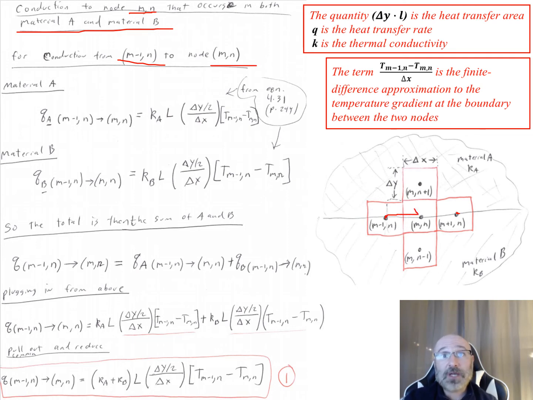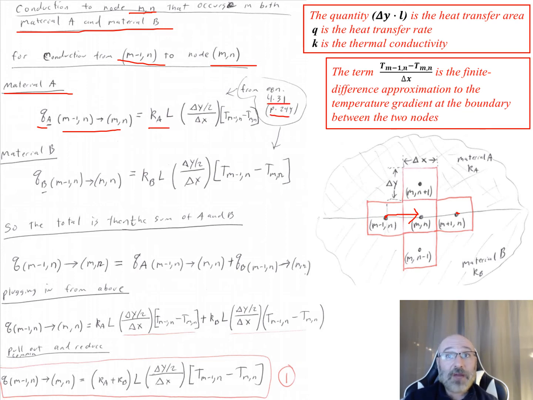So now we're going to look at the heat rate. Again, we're dealing with conduction, but what we still want to do is separate this out. Even though we're dealing with both materials A and B, let's look at each of these separately. So we'll first find our heat rate expression for just material A. Q of A from this M minus 1n node to our center node is going to be equal to our thermal conductivity, and this again comes from our equation 4.31 on page 244 of our textbook.